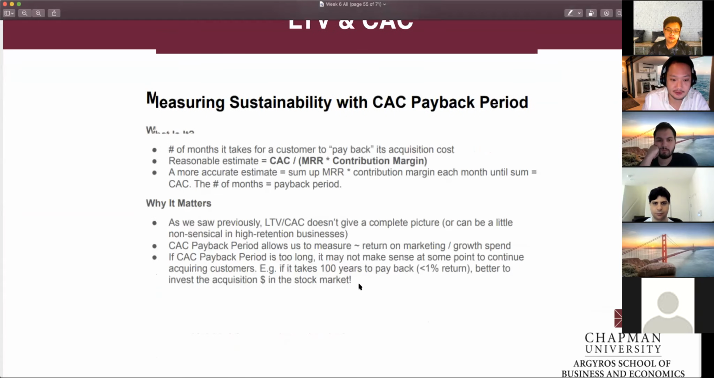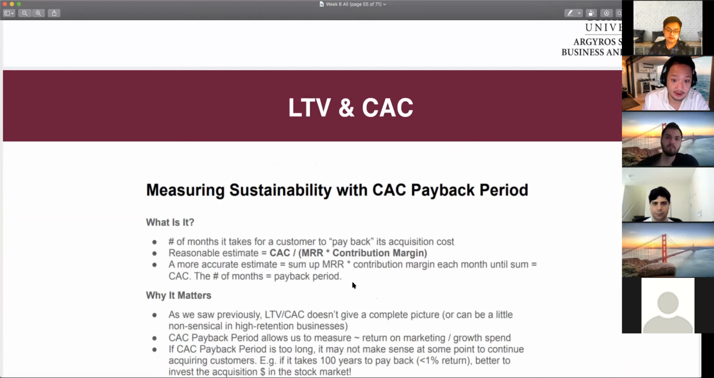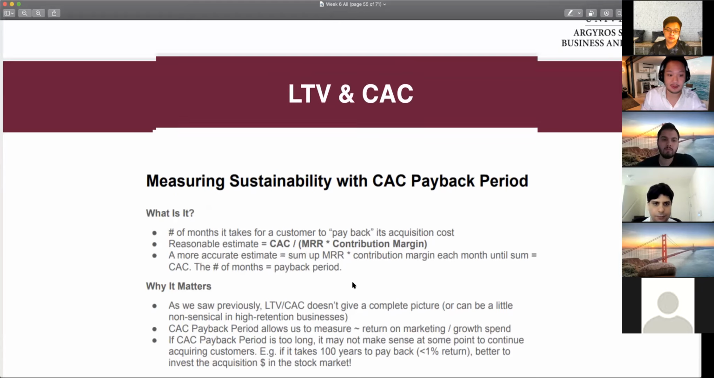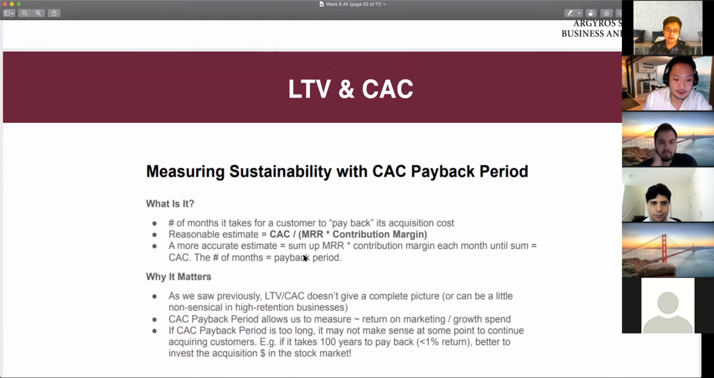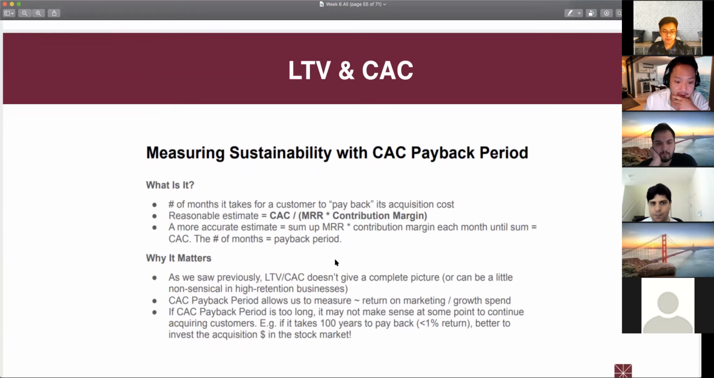And now the next step is trying to integrate, right, measuring sustainability with customer acquisition payback period, right? So you're taking the number of months it takes for a customer to pay back its acquisition cost, and then you come up with a reasonable estimate, right? Customer acquisition cost divided by MRR, monthly recurring revenue, times the contribution margin. A more accurate estimate is to sum up the MRR times the contribution margin each month until you equal the sum of the customer acquisition cost, and then the number of months equals the payback period, right?